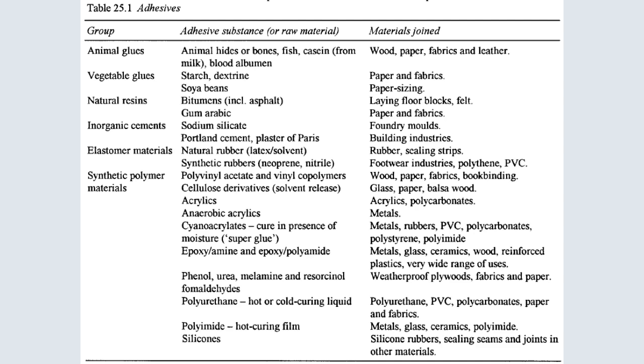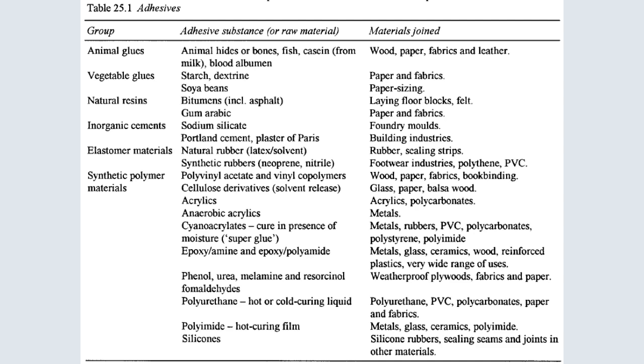Then we have the group of inorganic cements. The raw materials are sodium silicate, Portland cement, and plaster of Paris. They can be used to join things in foundry molds and in the building industries. Then we have elastomeric materials, like natural rubber, latex solvent, and synthetic rubber. They are used to join things like footwear, polyester, wood, paper, fabrics, and books. Then we have synthetic polymers like polyvinyl acetate and vinyl. We have the acrylics, anaerobics, phenol, urea, and melamine. All these are the raw materials that can be obtained from there.